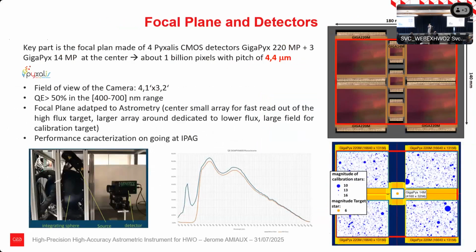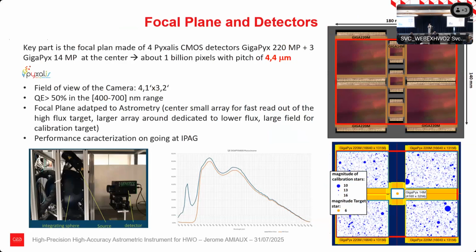The focal plane detector is a key part of the focal plane. It's made of 4 Pixelis CMOS detectors, which represent 1 billion pixels with a pitch of 4.4 micrometers. They are under development by Pixelis. They have developed a 46 megapixel array, which is under test at Grenoble, and it's just an extension of this 46 megapixel array. The main particularity is the field of view of the camera is 4 by 3.